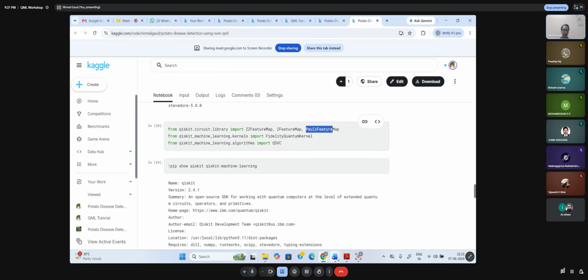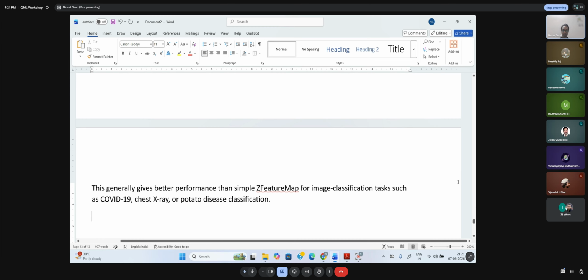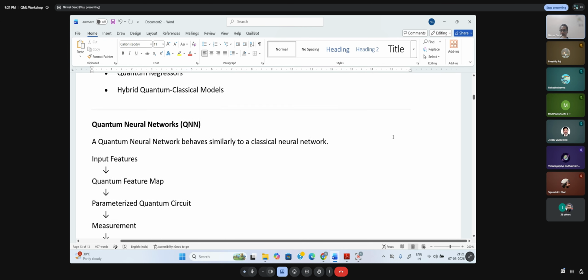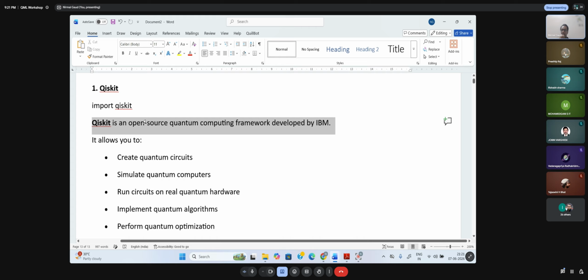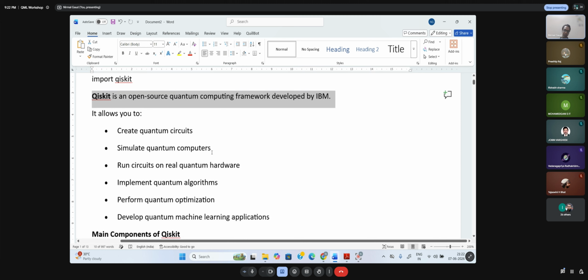I've also made an explanation for you. Here is the explanation for these libraries. Qiskit is an open source quantum computing library developed by IBM. Yes sir, quantum is IBM. If I hear the name quantum, then IBM automatically comes, International Business Machines. So these people have developed this library, so we need to give respect. It's an open source library for the quantum computing framework.